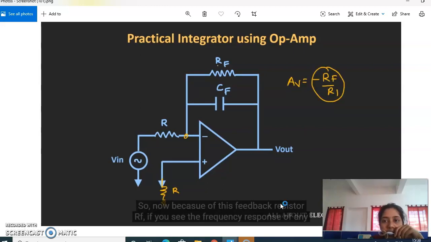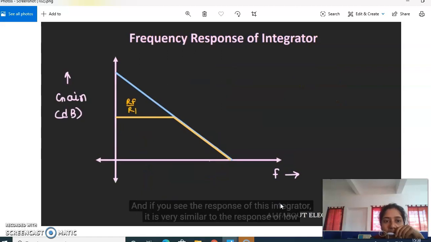So here Av equal to minus Rf by R1, so that we can get the accurate desired output with the help of the integrator.